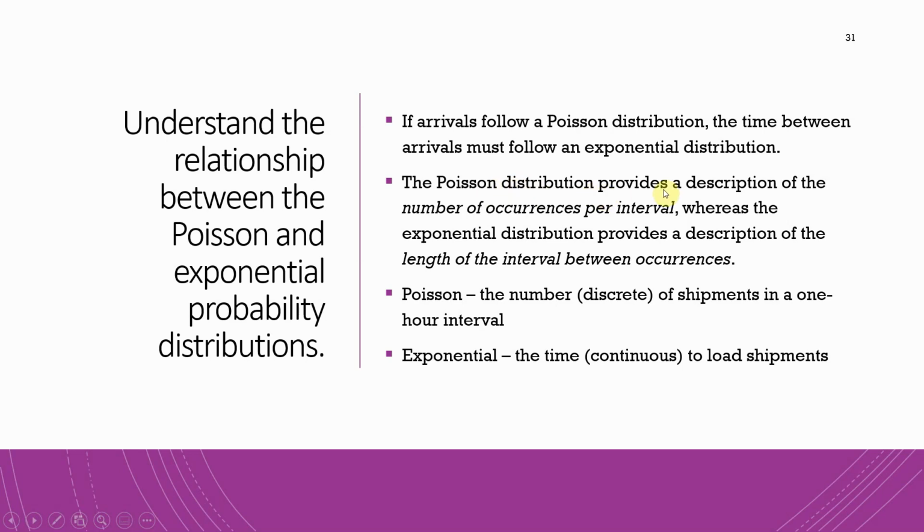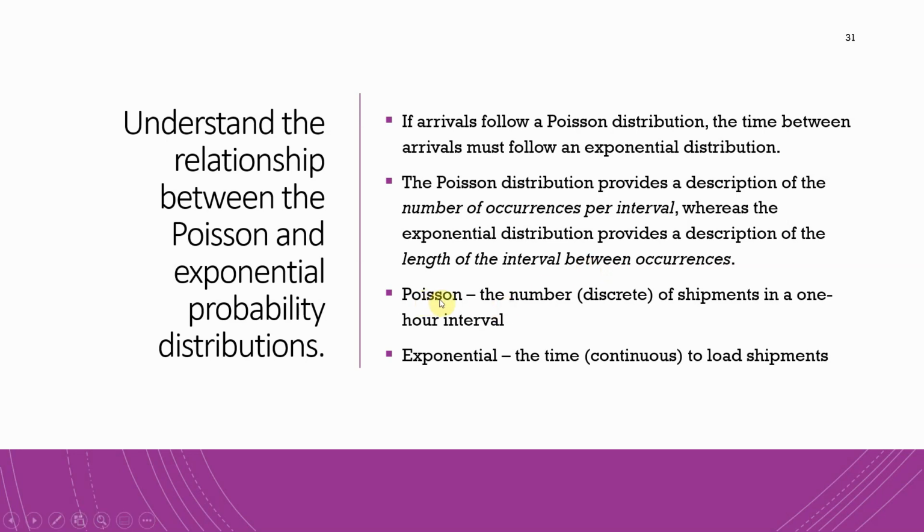The Poisson distribution provides a description of the number of occurrences per interval. Remember it's per interval; you have to have that window. The number of something is usually whole, like the number of occurrences, the number of people arriving, the number of cars being sold. That is a discrete variable. Whereas the exponential distribution provides a description of the length of the interval, and length is a continuous variable.